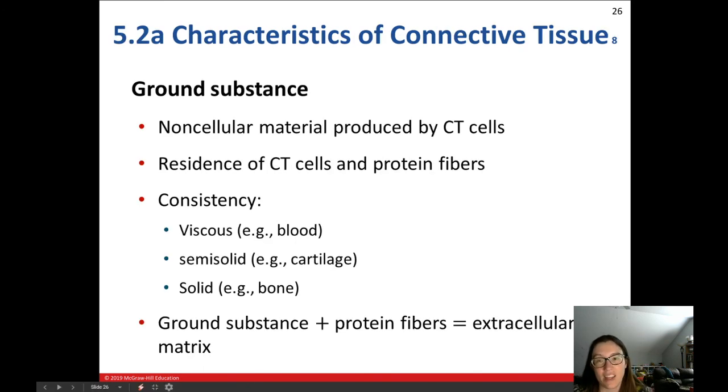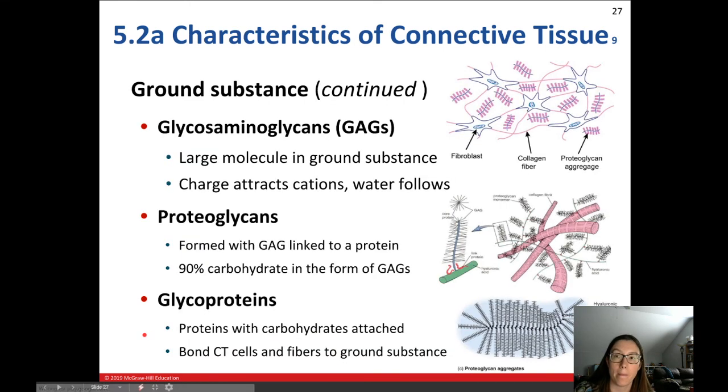All right, now last we have the ground substance. Ground substance is the non-cellular material that's produced by the connective tissue cells, and it's where the cells and the protein fibers live. It makes up the groundwork or the framework of all the tissue. It can either be viscous, like the plasma of the blood, which is liquidy and viscous, semi-solid like cartilage, or solid like bone. And the ground substance plus the protein fibers together, we can call the extracellular matrix or the ECM.